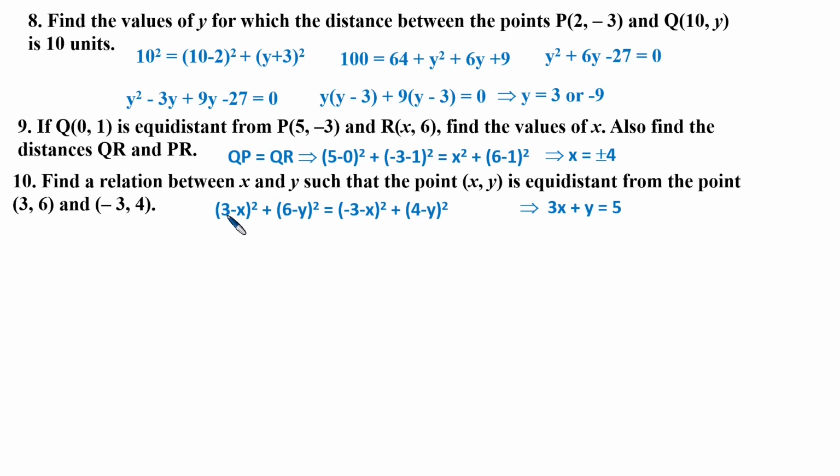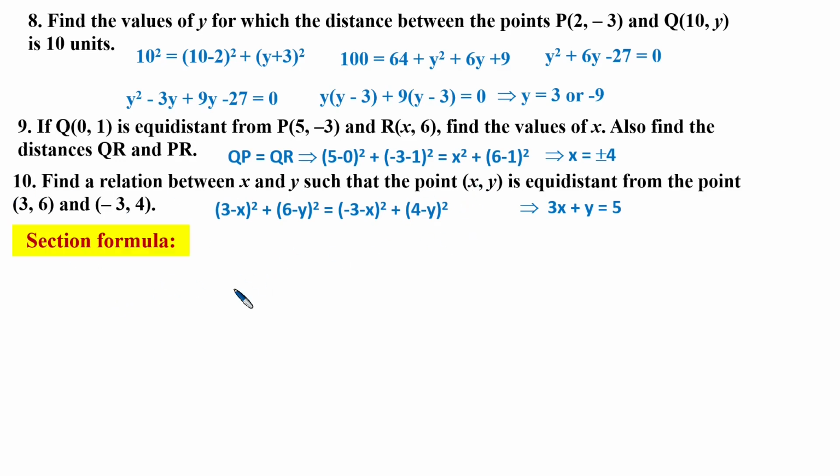So I write (3 minus x) plus (6 minus y) the whole square. And then for this also I equate it here, (minus 3 minus x) and (4 minus y) the whole square. And you again expand it and you will get the equation of a line. So you will have one equation which all points will satisfy, okay. So if this point is P and these are Q and R, then PQ is equal to PR, okay.